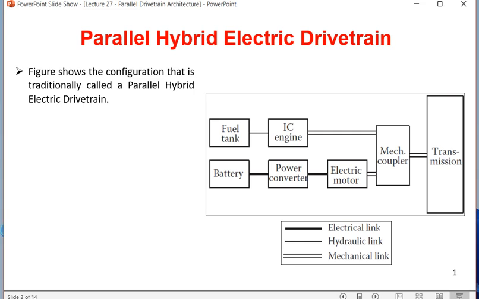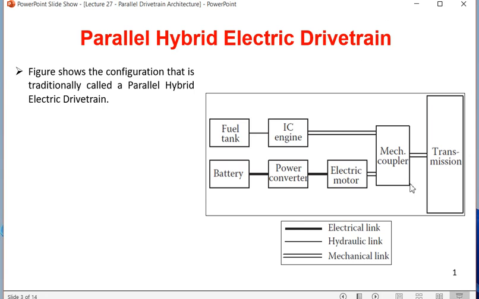So within 3-4 slides, this parallel hybrid electric drivetrain explanation will be over. Then we'll dig deep into this mechanical coupler. So we are going to see speed coupling, torque coupling, all those things we are going to see, and they are actually a part of your exam. So in the end-sem exam they will be asked.